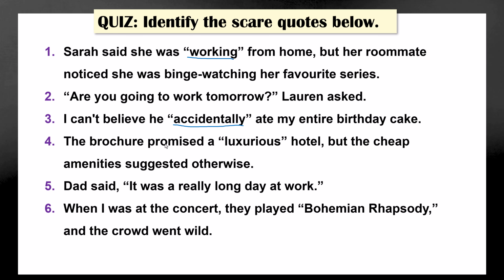Number 4, luxurious, is also in scare quotes. And that's because the hotel is not actually luxurious because there are cheap amenities. Number 5 is a regular quotation. This is direct speech. And number 6, there are no scare quotes in this sentence because we use quotation marks to indicate the title of a popular song. So 3 out of the 6 sentences use scare quotes.